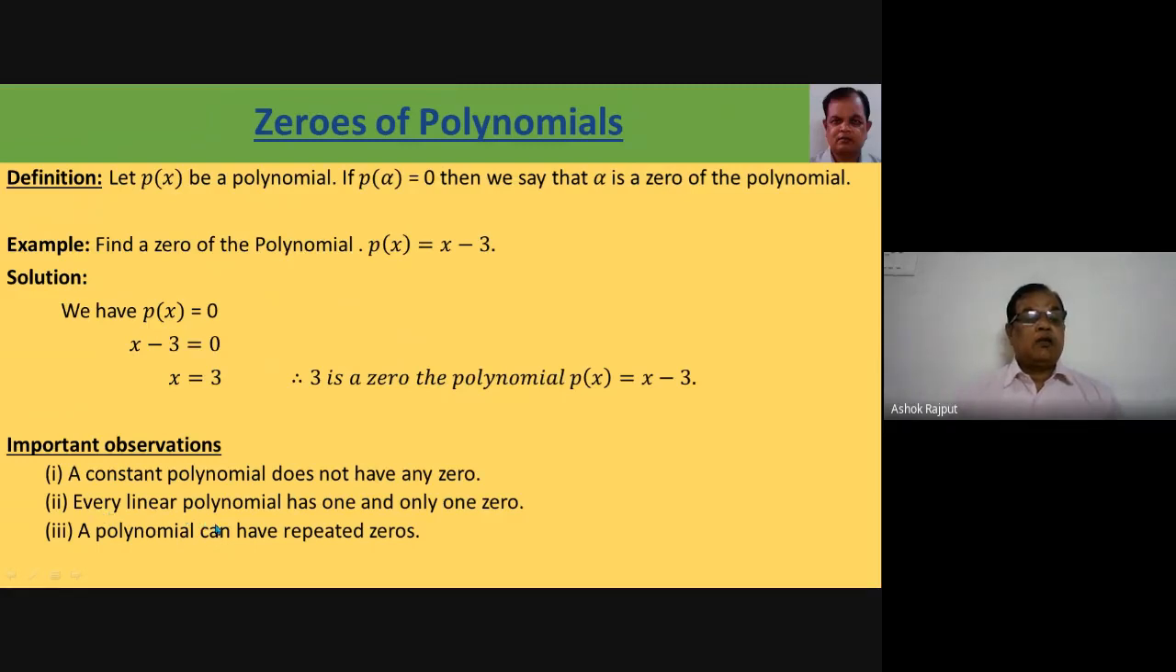If its degree is 1, so it is linear, therefore it has only one zero. A polynomial can also have repeated zeros, as after solving we get the form (x minus 2) whole square or (x plus 2) whole square, then we will get repeated zeros. So these 3 points are very important and helpful for finding whether we get repeated zeros, one zero, or no zero.